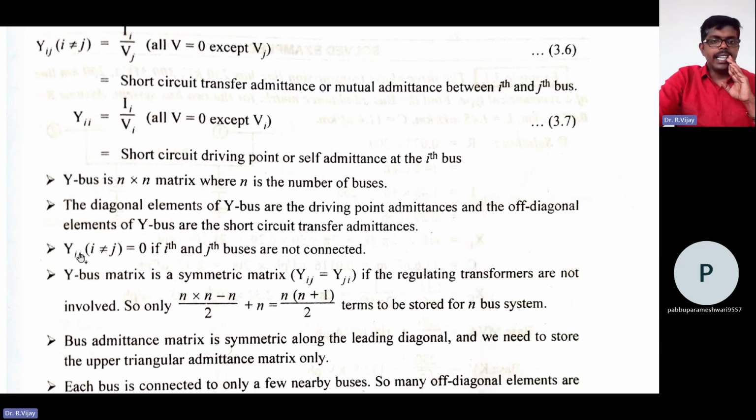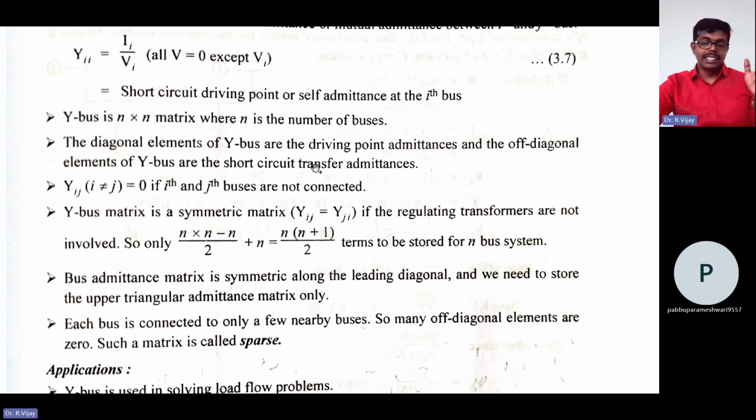So Yij, where i is not equal to j, is equal to 0 if buses i and j are not connected. In some problems, while solving, I will tell you, there will be no connections, then obviously it is 0. For example, with 3 or 4 buses, if bus 1 is not connected to bus 4, then it will be 0. If all the buses are connected, then some values will come.